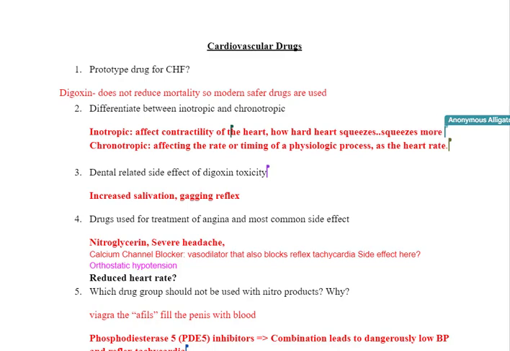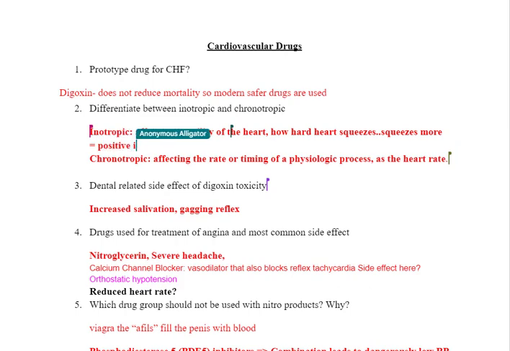Dental-related side effect of digoxin is increased salivation. That's definitely going to be on the exam because very few drugs cause an increase in salivation, and this is like a drooling, just running out of their mouth.